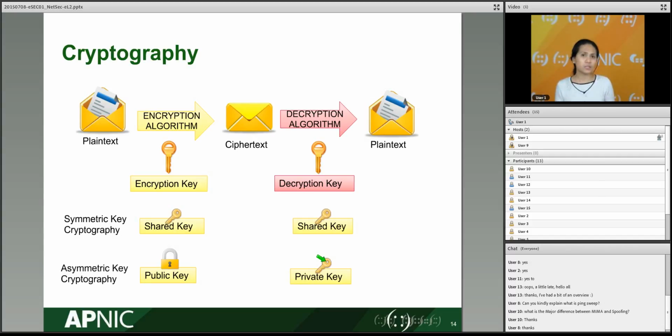But if you look at how it is implemented in the security protocols, they're actually using both. Sometimes, at some stage in the process of negotiation, they will use asymmetric key cryptography, and then after that, they will use symmetric key cryptography.